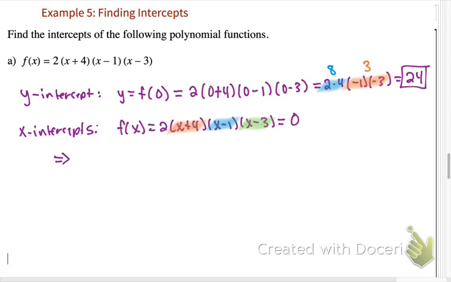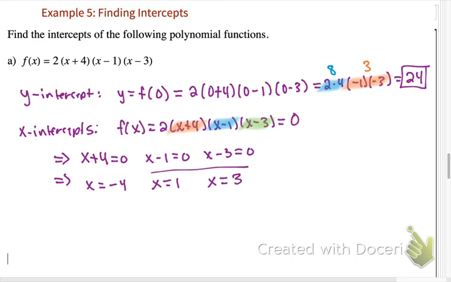And whenever you have a function that is in factored form and is equal to 0, our solutions will be obtained by setting each of those factors equal to 0 and solving for x. So subtracting 4 from x plus 4 equals 0 is going to give us an x value of negative 4. Adding 1 to both sides of x minus 1 equals 0 gives us x equals 1, and adding 3 to both sides of x minus 3 equals 0 gives us 3. And there would be our 3 x-intercepts for this function, -4, 1, and 3.